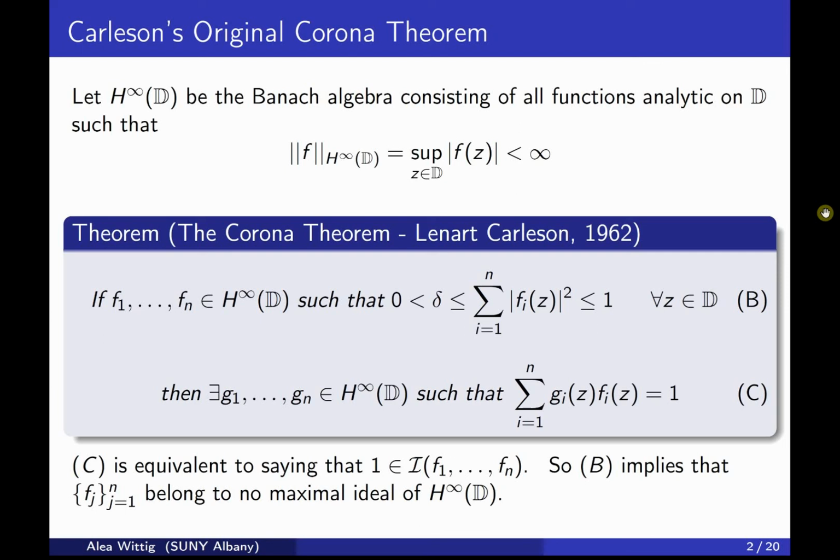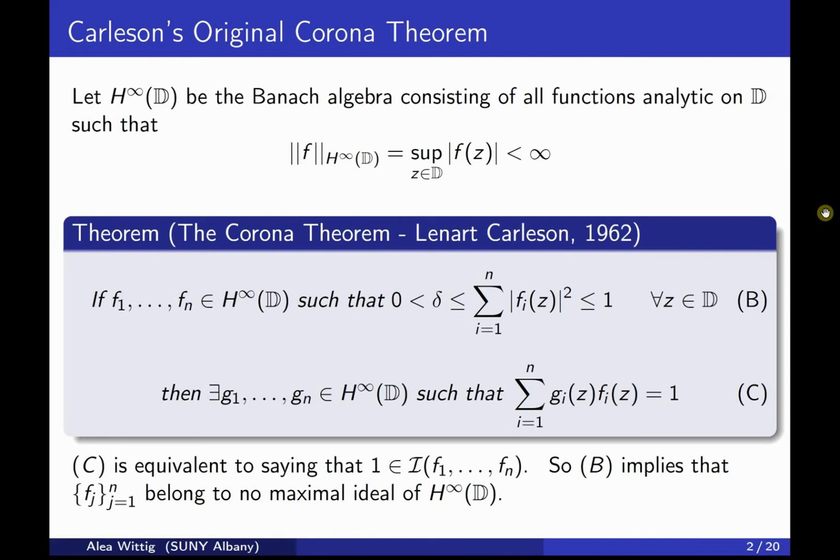The name the corona theorem comes from the other version, which defines the corona as the maximal ideal space of H infinity quotient the closed unit disk, where the closed unit disk is identified with the set of point evaluation functionals on H infinity. So this other version simply states that the corona is empty, which was first conjectured by Kakutani in 1941 and of course proved by Carlson in 1962. In 1979, Thomas Wolff gave a simplified proof, which I'll be outlining briefly.